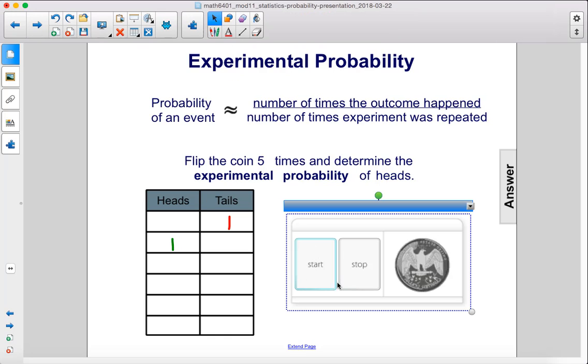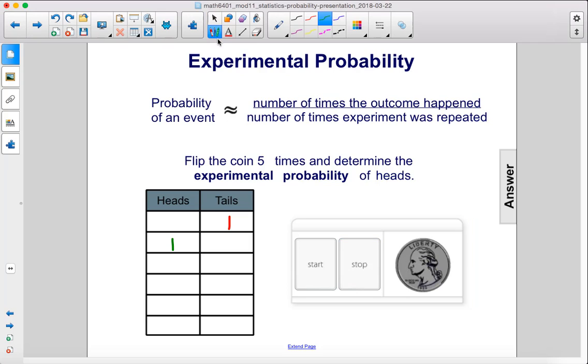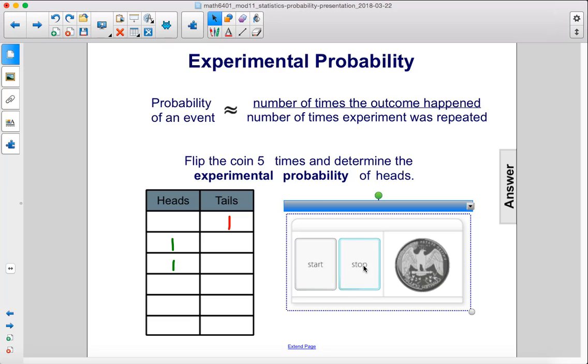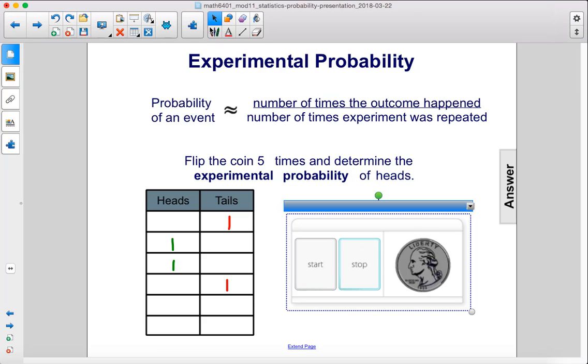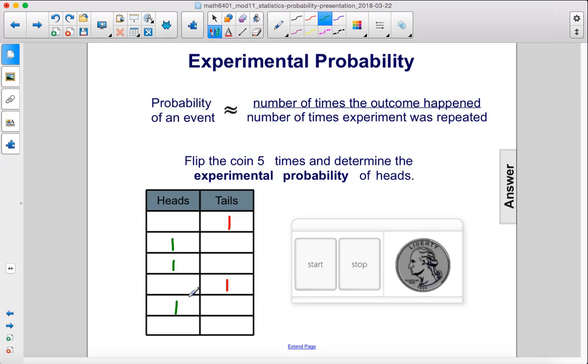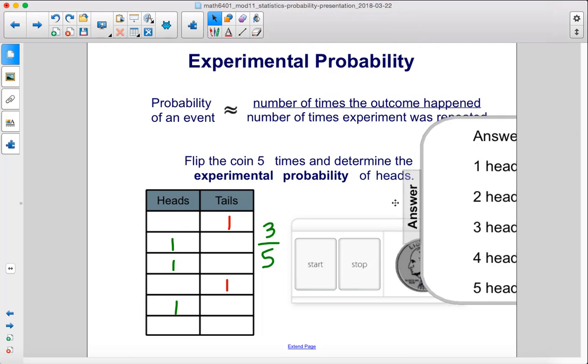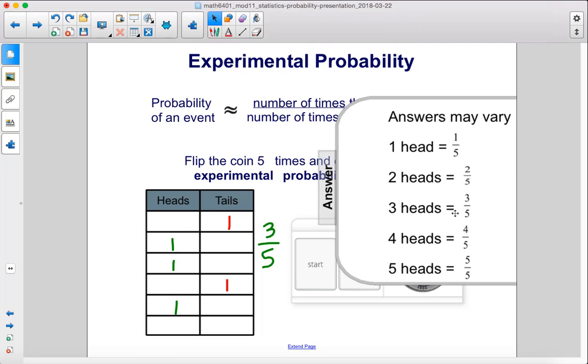Alright, let's flip it again and we get heads. Alright, heads again, tails, and finally heads. So we got heads 3 times out of 5 times the experiment was repeated. So we have 3 heads gave us 3 out of 5 for our experimental probability.